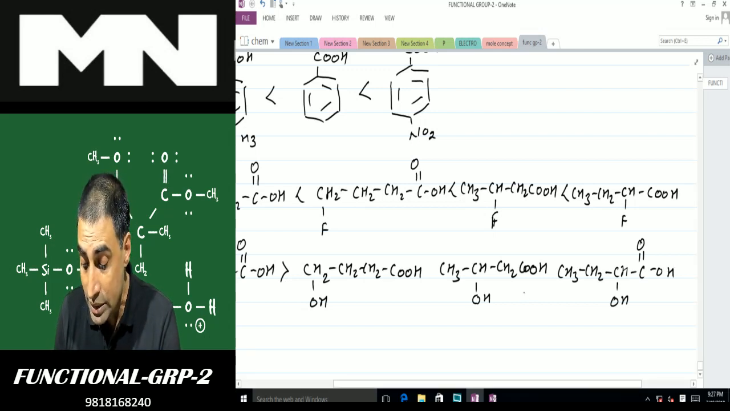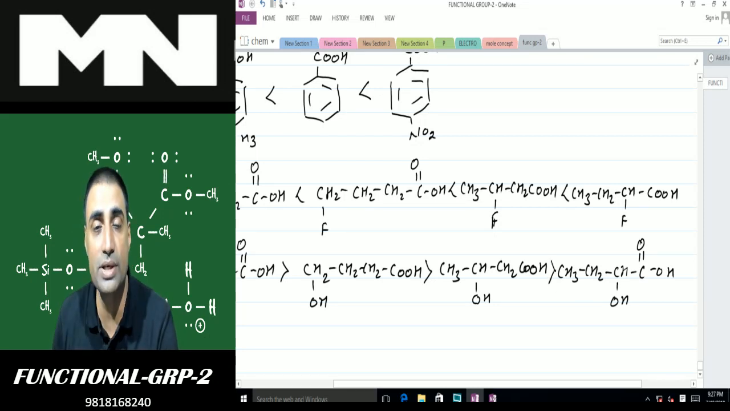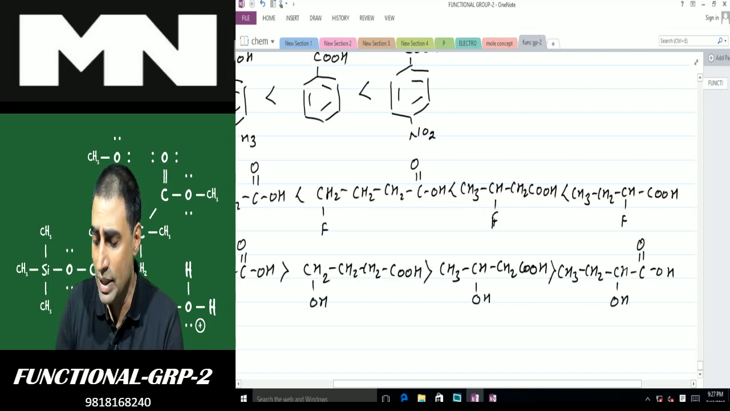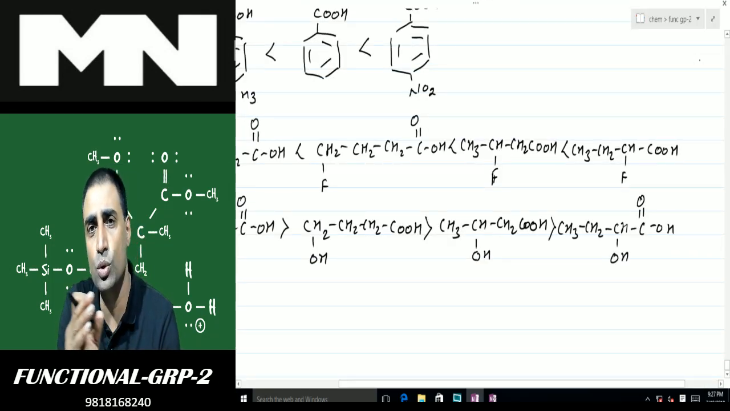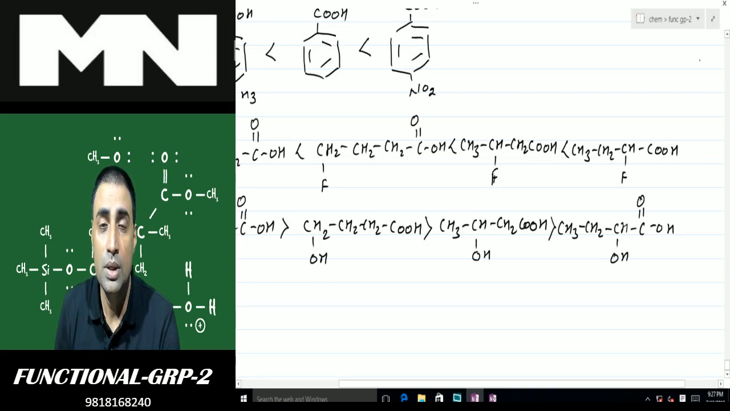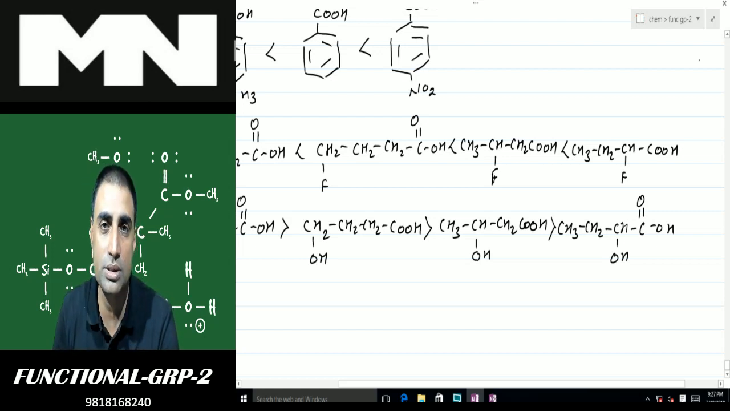Now, what about 3-hydroxybutanoic acid? It is less acidic than 4-hydroxybutanoic acid. What about 2-hydroxybutanoic acid? That again is less acidic than 3-hydroxybutanoic acid. So, as you can see here, the more the electron donating or withdrawing group is coming closer to the carboxylic group, the more prominent will be its effect, and thus it will influence the acidic character to a larger extent.